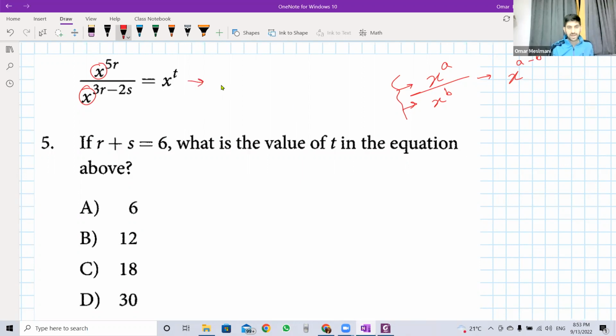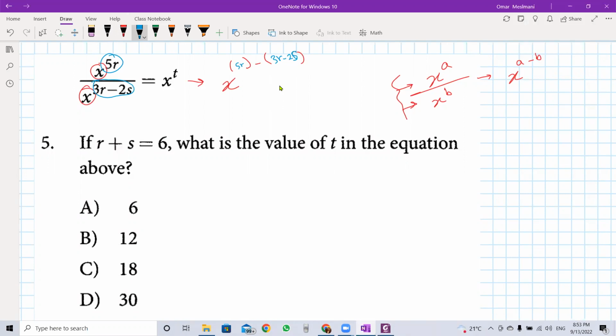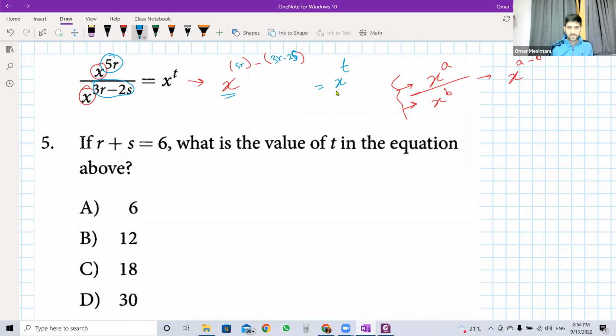So now I'm gonna do the x. I'm gonna subtract the denominator from the numerator. What is the numerator? The numerator is 5r. What is the denominator? All of that is the denominator, okay? So it's gonna be 3r minus 2s. Equal xt, and then we just remove the x's. xt.